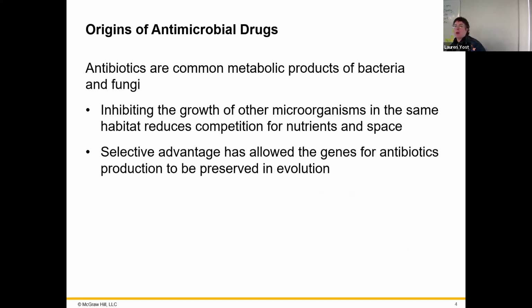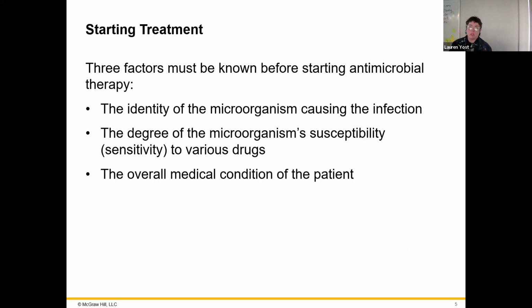Antibiotics are often common metabolic products produced by fungi and other bacteria as well. So bacteria can produce antibiotics, which would mean if you're a bacteria and you're producing an antibacterial drug, an antibiotic, you would have to be resistant to that, right? So that's what we call an intrinsic resistance. We'll talk about that in a moment.